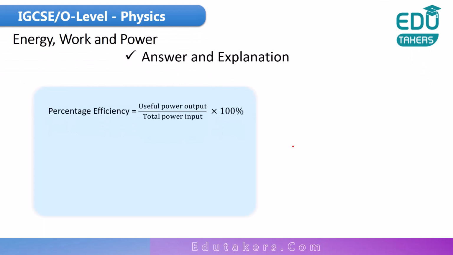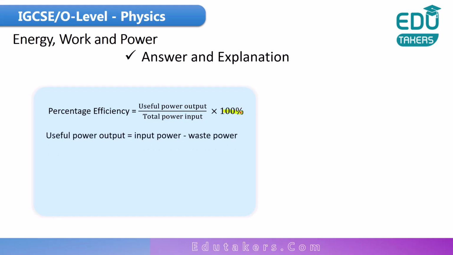So here you can see, first of all, the formula for calculating the efficiency is given, which is useful power output over total input power. Always remember that when you have to calculate the efficiency, here you have to use the useful output power, not the wasted power or wasted energy. So if the useful output power is not given, you can easily calculate it by the formula that I already told you. So efficiency is equals to the useful power output over total power input multiplied by 100%.